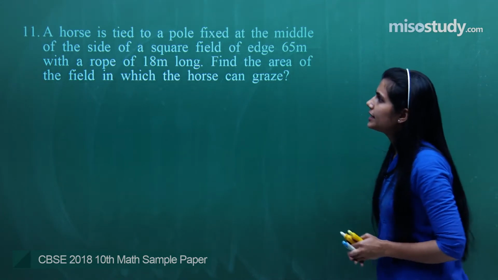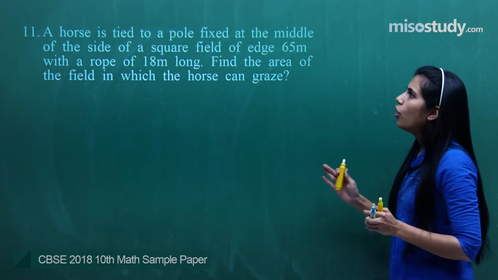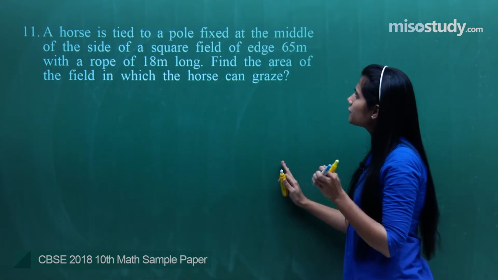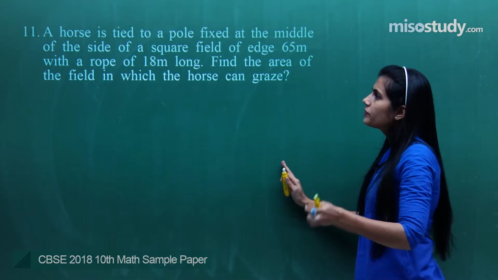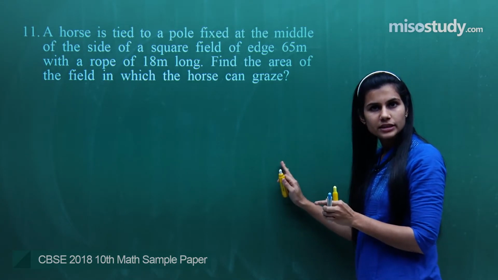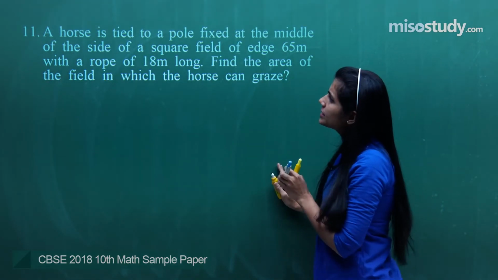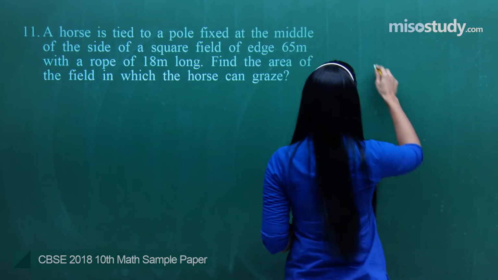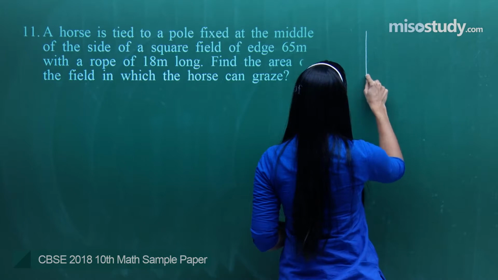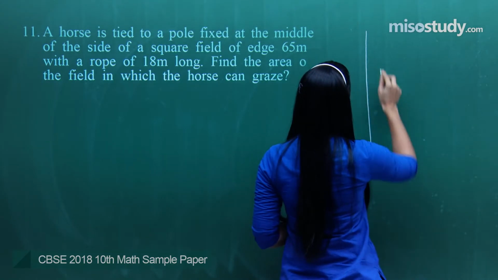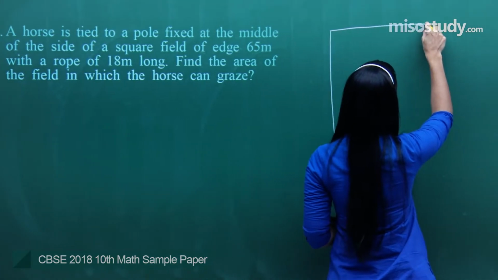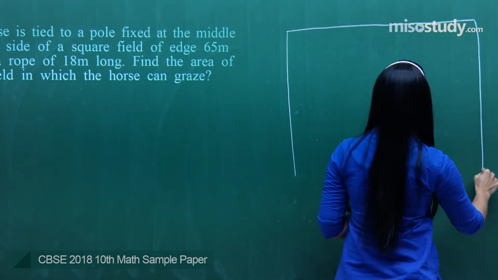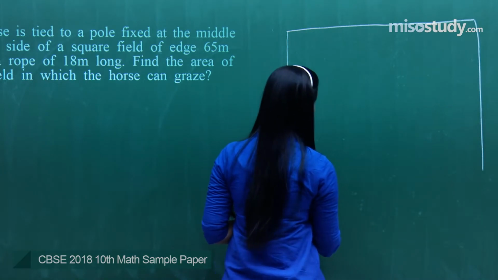The 11th question is trying to say a horse is tied to a pole and that pole is fixed at the middle of the side of a square field. There is a side of a square field. So there is first of all a square field. A nice square field. So let this be some kind of a square field.